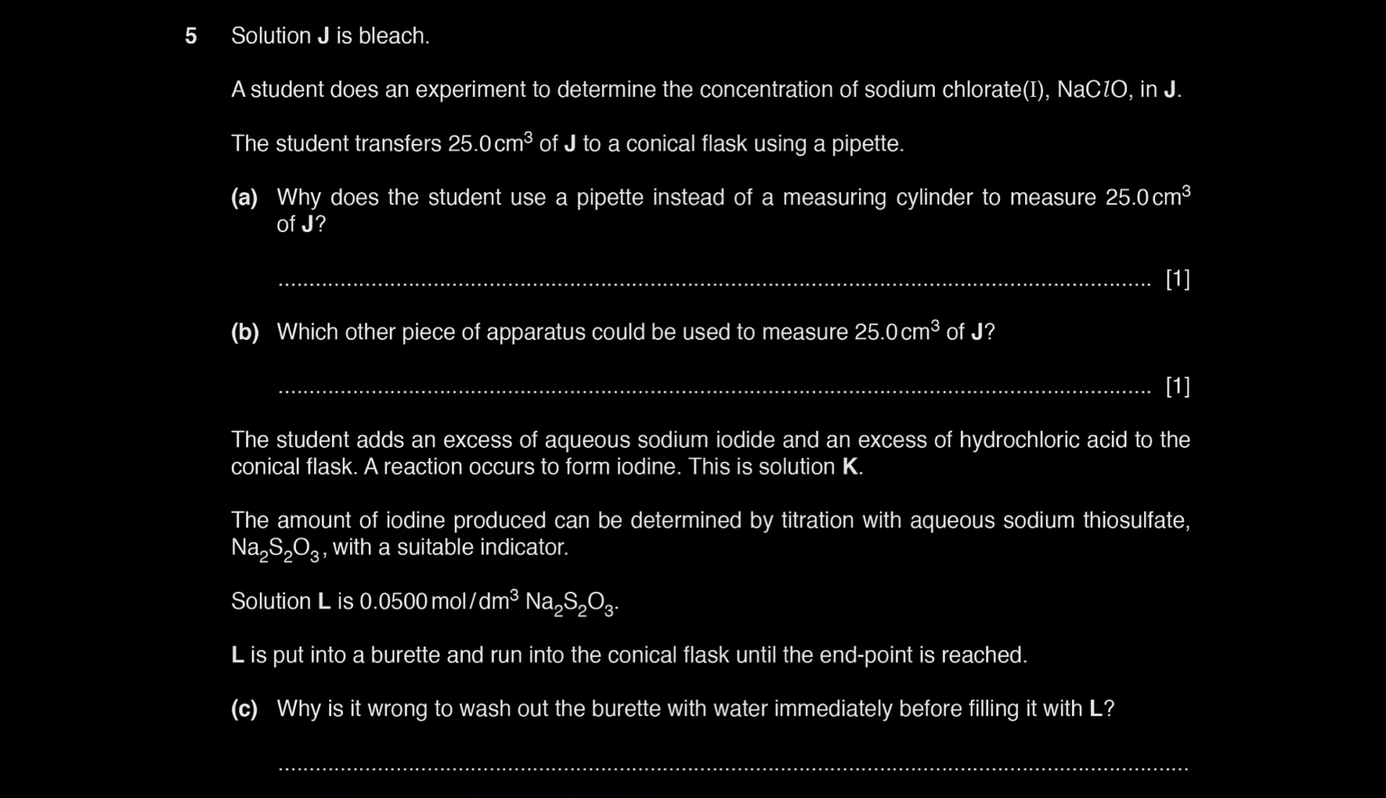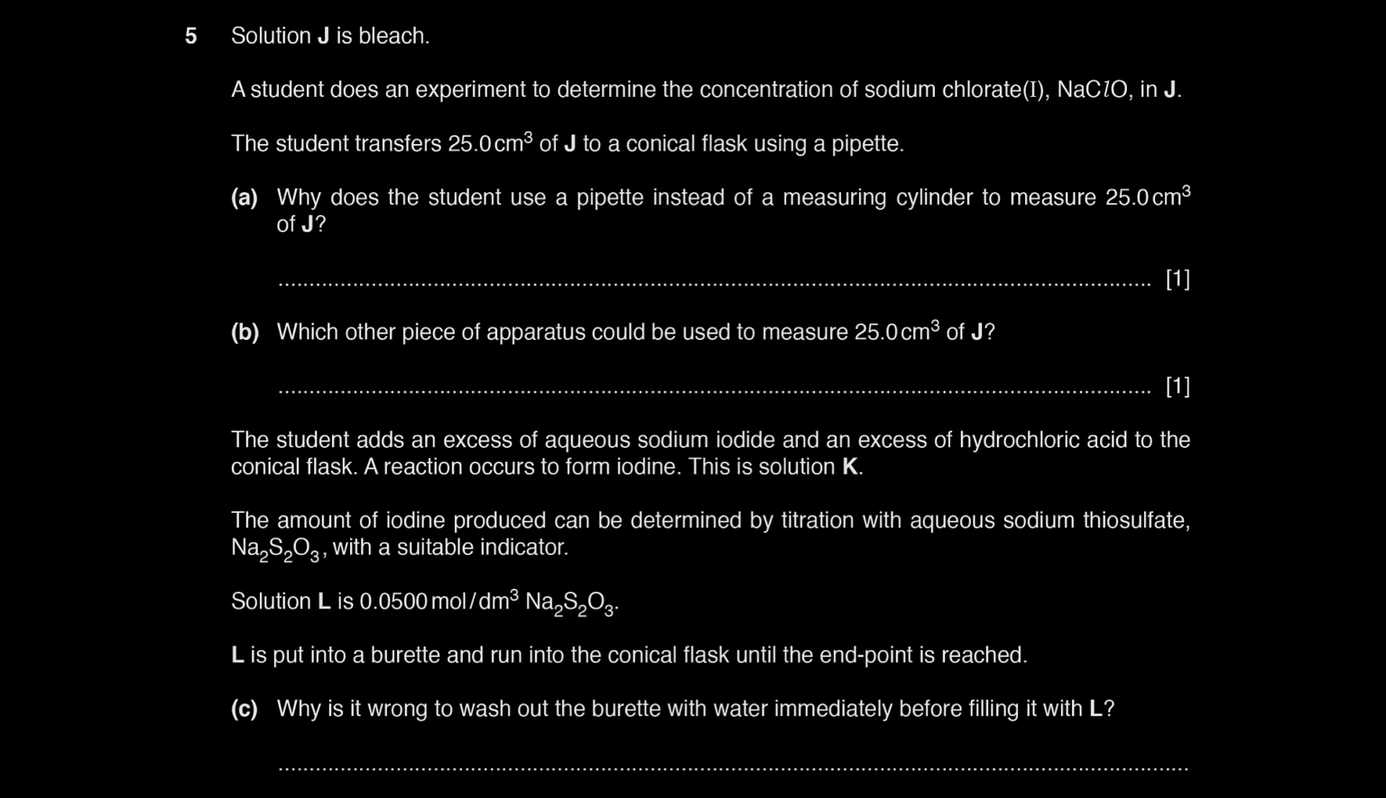There's a solution J, which is bleach. A student does an experiment to determine the concentration of sodium chlorate, NaClO. That's bleach, guys. The student transfers J to a conical flask using a pipette. Why does the student use a pipette instead of a measuring cylinder to measure 25? Oh my god.